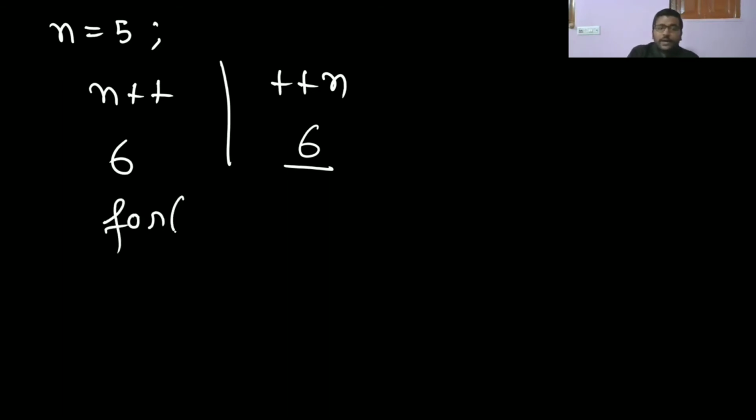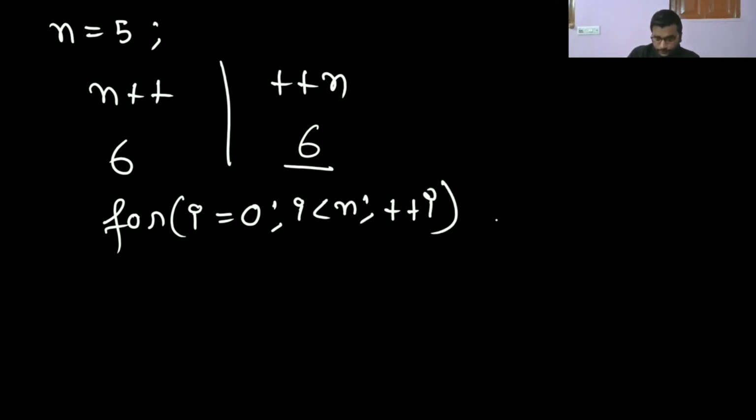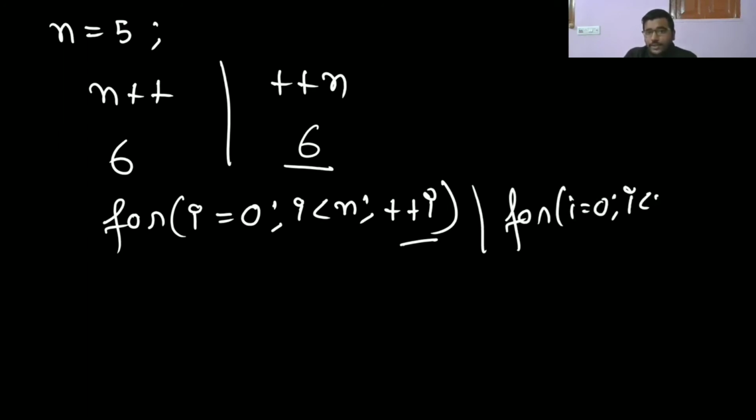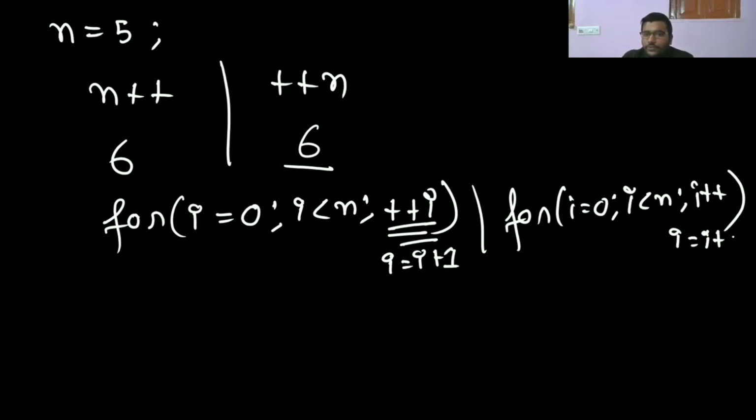Some people get a doubt: sir, in a for loop, i equal to 0, i smaller than n, if I do i plus plus or plus plus i, what is the difference? See, here we are not using the value in any assignment, so the expression value is not used. Here it will execute as i plus 1, and here also it will execute as i plus 1, incrementing by 1.